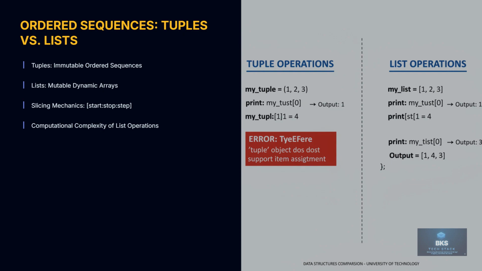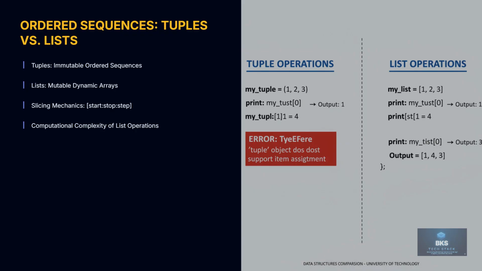Under the hood, Python lists are dynamic arrays, meaning they over-allocate memory to ensure that append operations are O of 1 amortized. However, inserting an element at the beginning of a large list is O of n because every subsequent element must be shifted. Both structures support slicing, a powerful feature for data extraction.